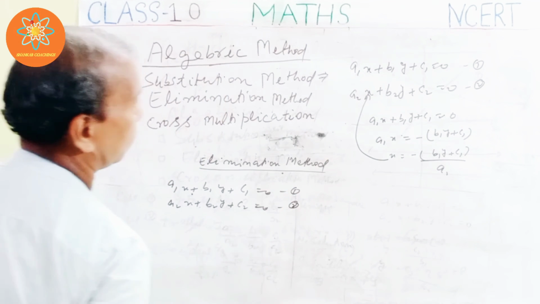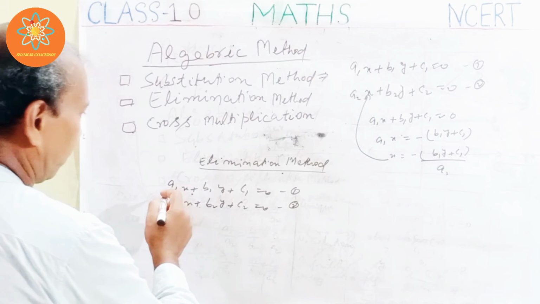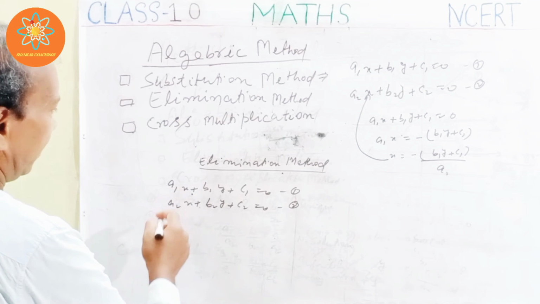Equation 1, this is 2. So in the elimination method, I have to eliminate either the coefficient of x or the coefficient of y. If I eliminate that one, I will get the value of x and y.